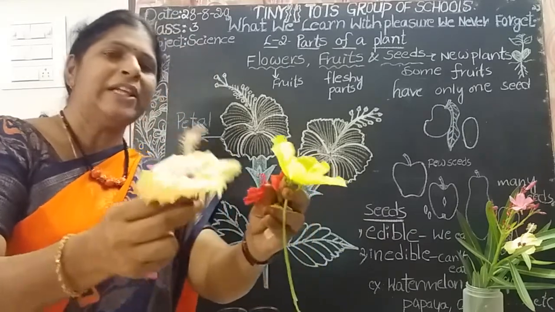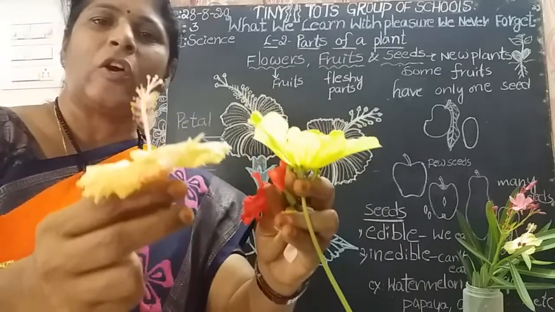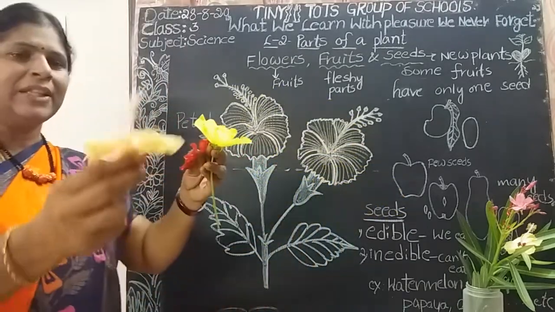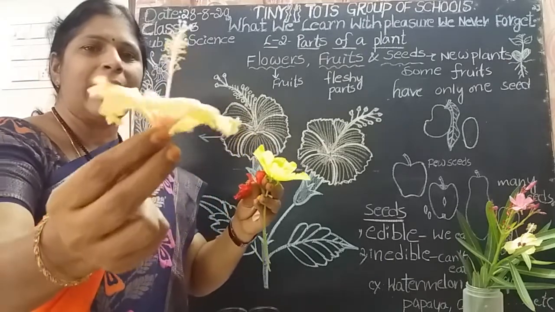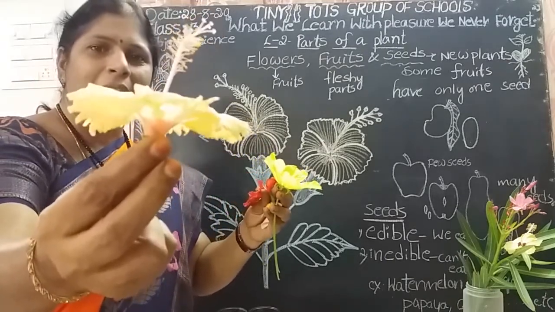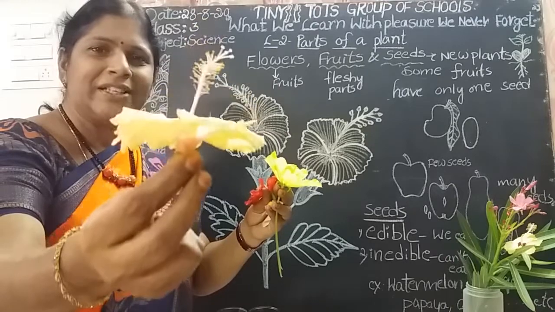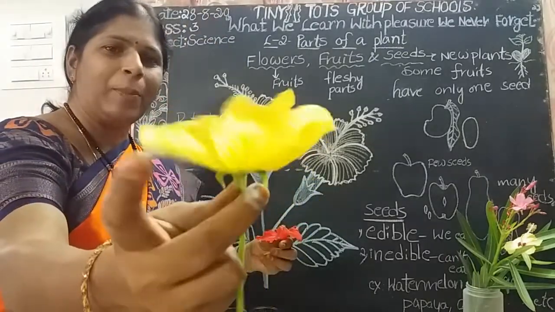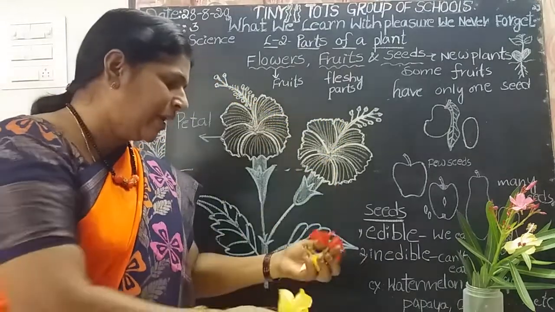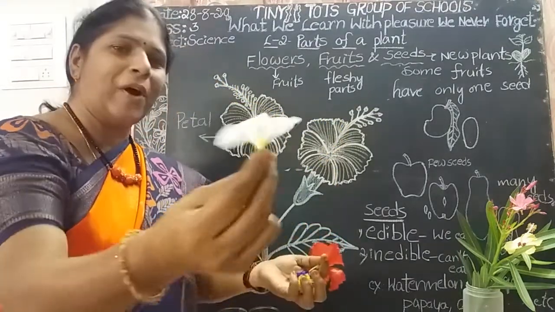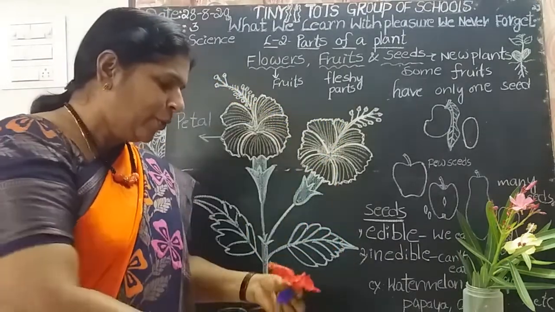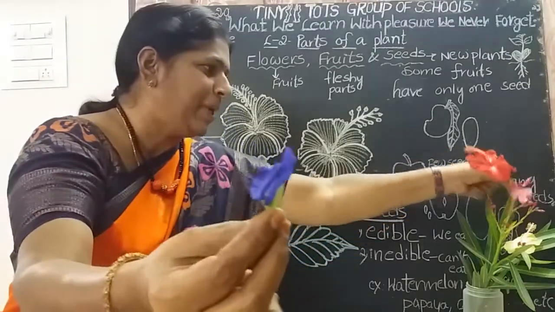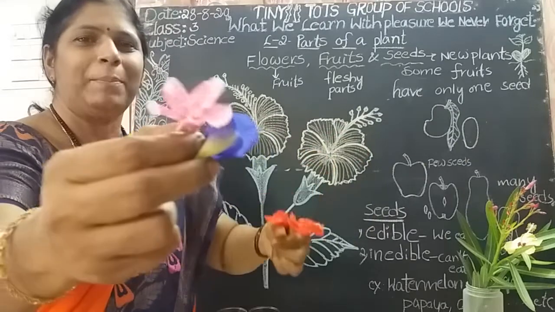Okay, na. So all these bright color parts are called petals. What are called petals, amma? The bright color parts of a flower are called petals. Okay, na. So this yellow color part is called petal. This white color part is called petal. This violet color part is called petal. This pink color part is called petal.